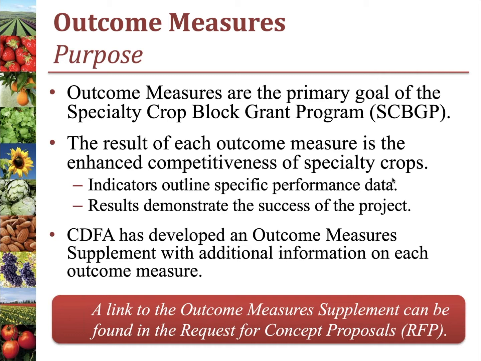Each outcome measure has indicators and in some cases sub-indicators associated with it. These indicators will be the evidence that shows your project has increased the competitiveness of the specialty crop industry. They outline specific performance data that need to be collected and reported for the project. Reporting on your selected outcome measures is one of the ways you'll demonstrate the success of the project.